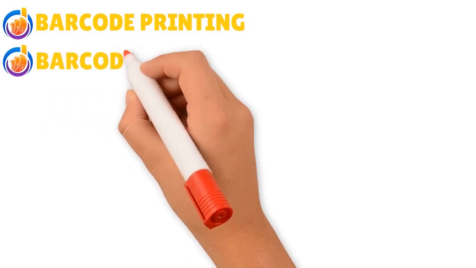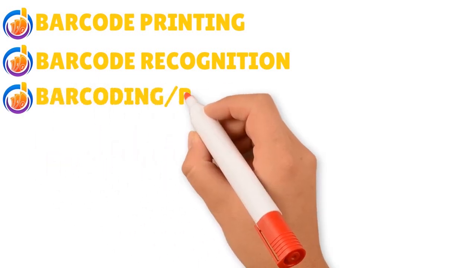You also have barcode recognition. Barcode recognition is going to help you tie pretty cleanly to barcode printing, and so does barcoding RFID.